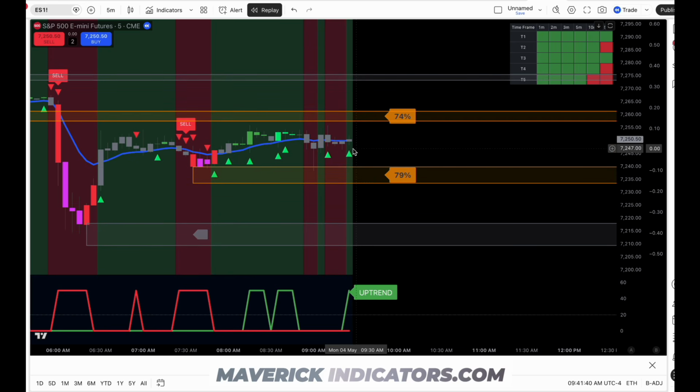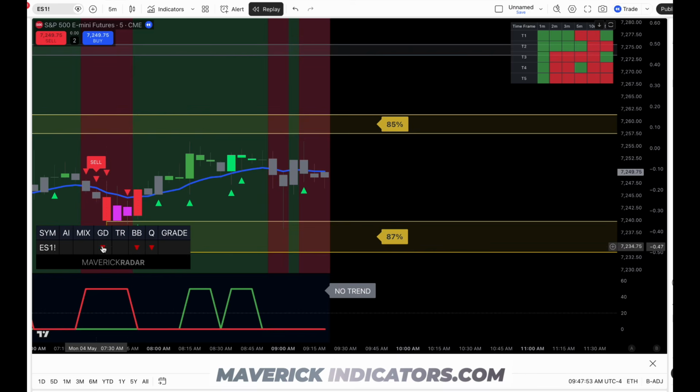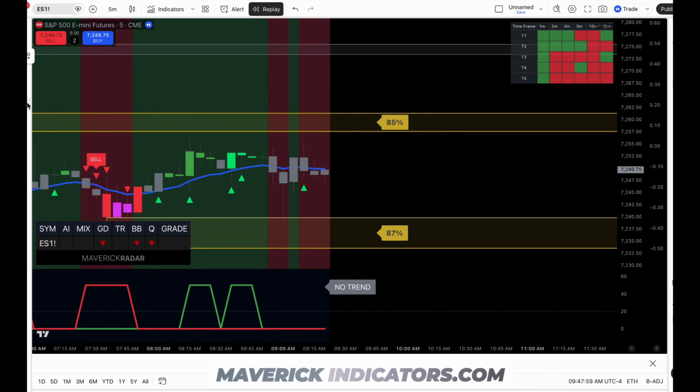But anyway, let's focus on how these indicators could keep you on the right side of the tracks right off the rip, right off the open. We're on ES, on a 5-minute chart. Oh, by the way, I just want to point this out. I just refreshed it. The Maverick radar is one of the indicators we won't even have on our charts. This indicator does not work on replay. This thing is a beast.